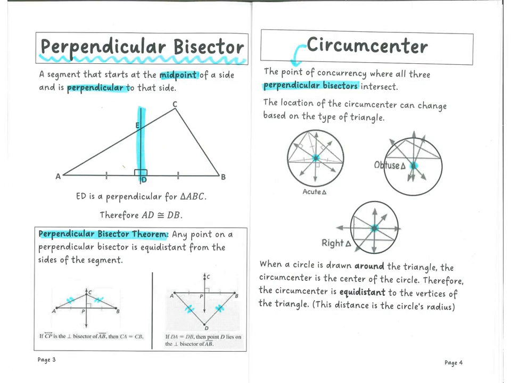A perpendicular bisector. Perpendicular means it meets at a right angle. Bisector means it cuts in half. So a perpendicular bisector starts not at a vertex, but at the midpoint, and it goes perpendicular to that line. Do you see that? It may not touch a vertex. In fact, it probably won't touch a vertex. But we have a theorem here that if we know something is a perpendicular bisector, that means that we know that the other sides are also equal to each other if it goes through a vertex.